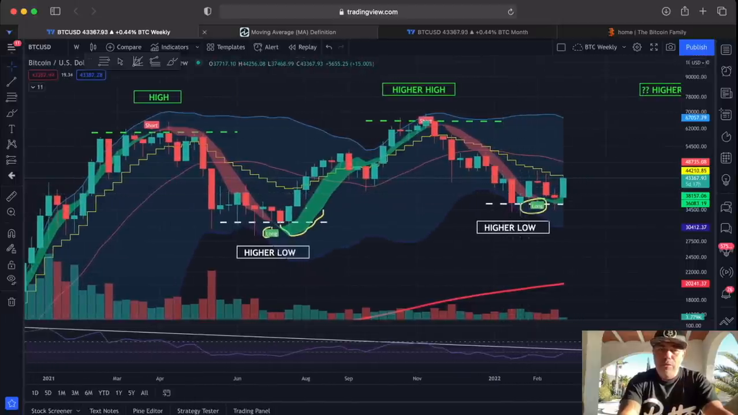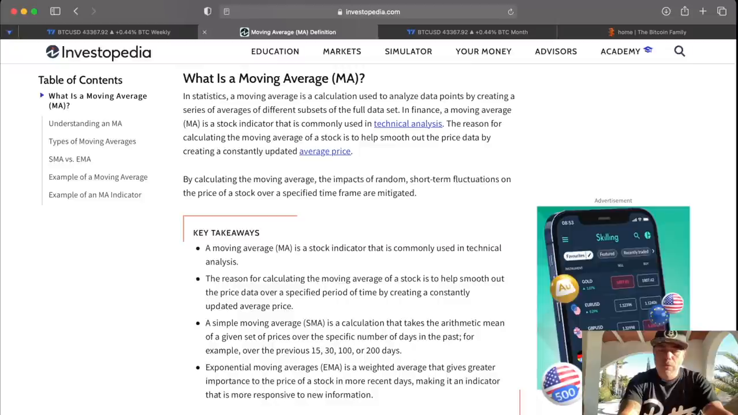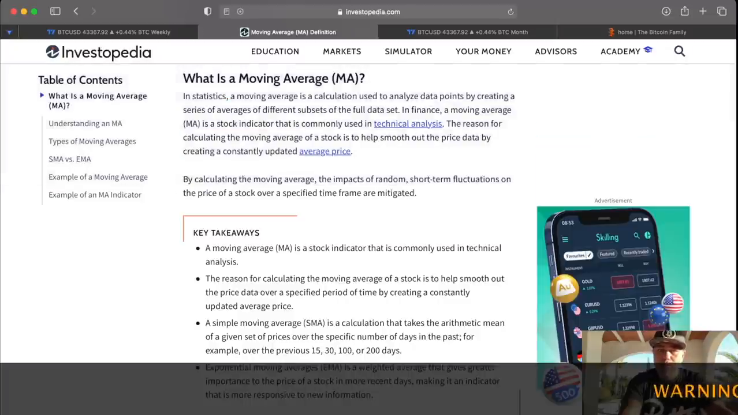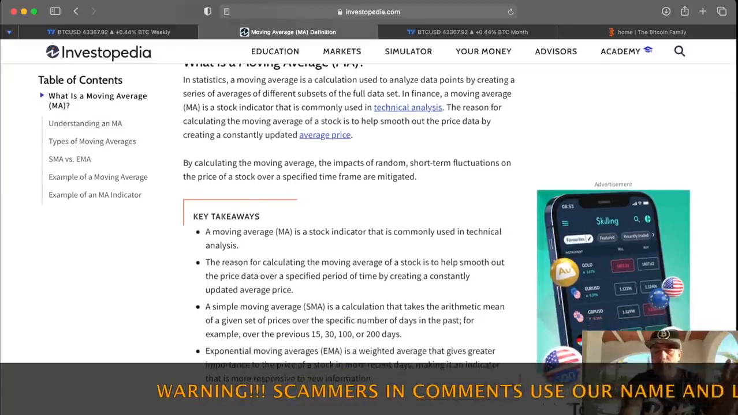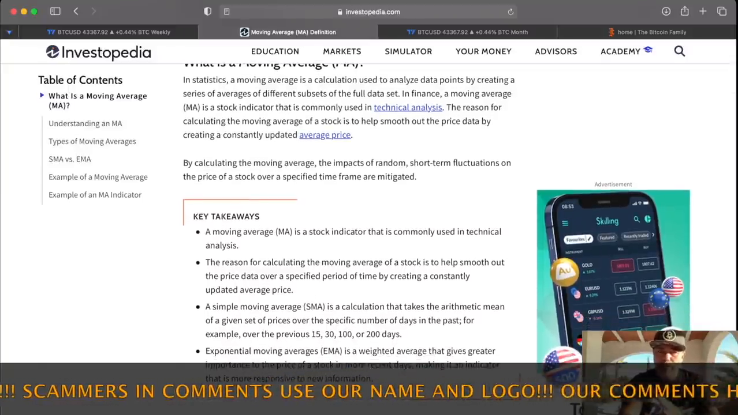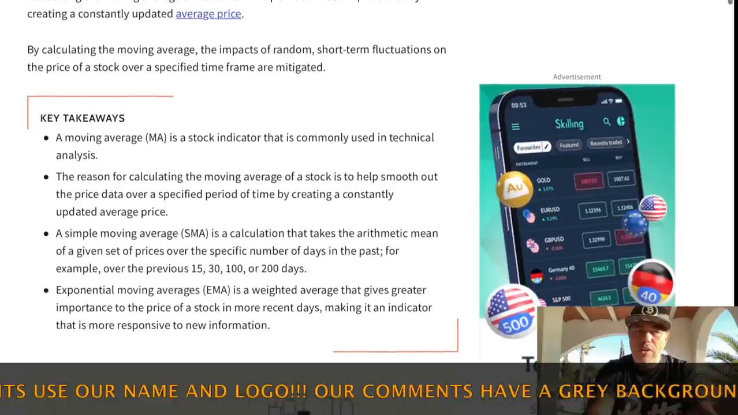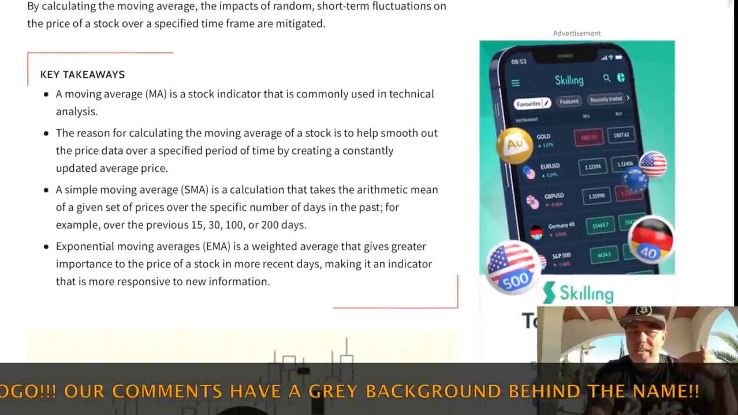Before I go to the next part, I want to tell you something. We always talk about moving averages. By the way, if you need some knowledge, you go to investopedia.com. You have the moving average that all the charts are showing, but they often look different. That's because some people are using the EMA and some using the SMA.